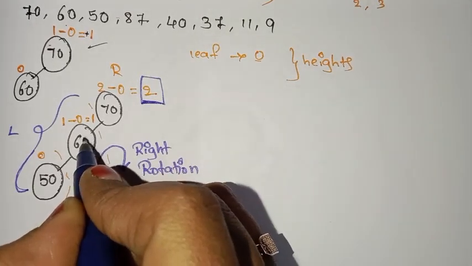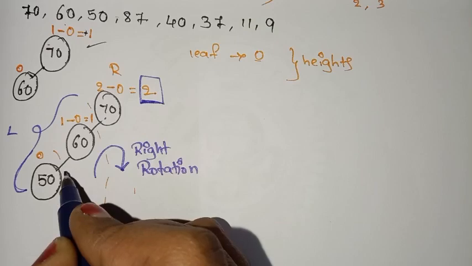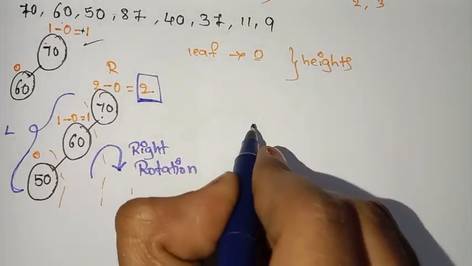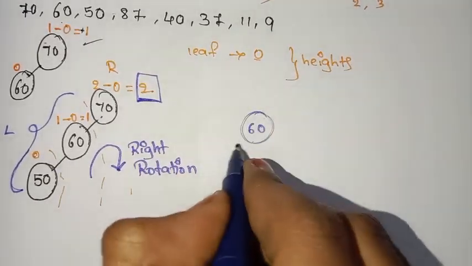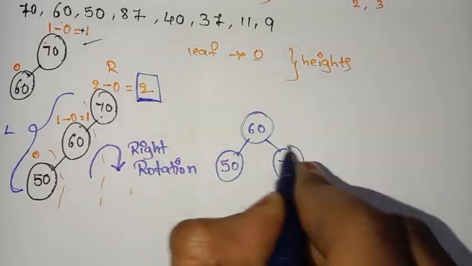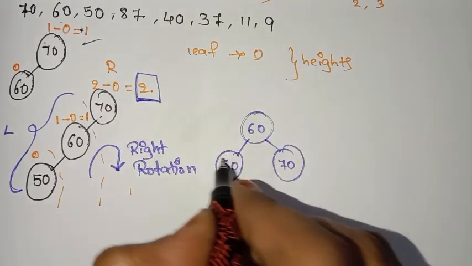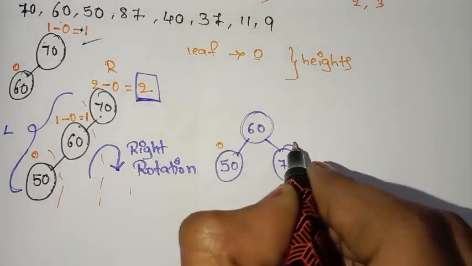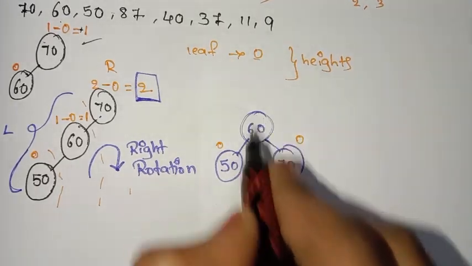What will happen? 60 moves to this place and 70 comes down. How will it be? 60, then 50 here, and then 70. Now check the balancing factor. See, these are the leaf nodes. It is 0, and for 70 it is 0. So 60 is the root.